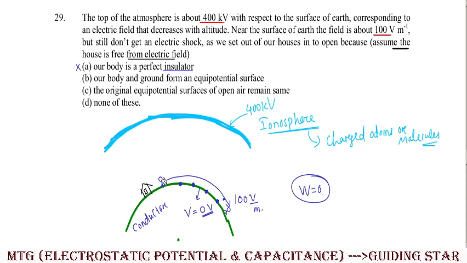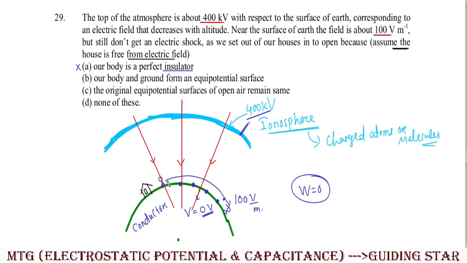Another thing is that, as we are considering the upper layer of the atmosphere to be at 400 kilovolt, it is simply considered to be an equipotential region. Similarly, the surface of Earth also forms an equipotential region. Then how will the direction of the electric field be over here? The direction of the electric field will be perpendicular to the equipotential surface. So, perpendicular to the equipotential surface.